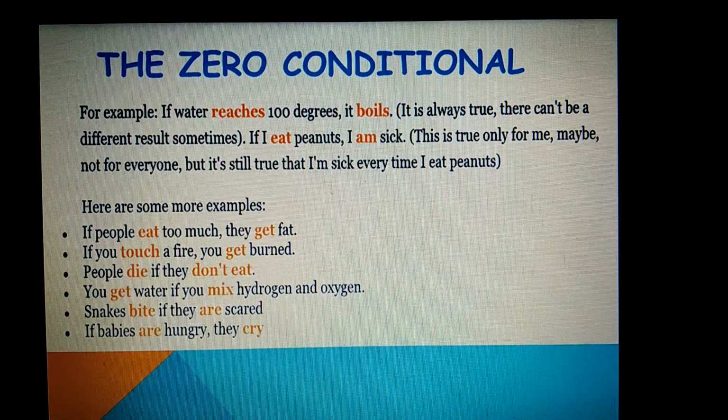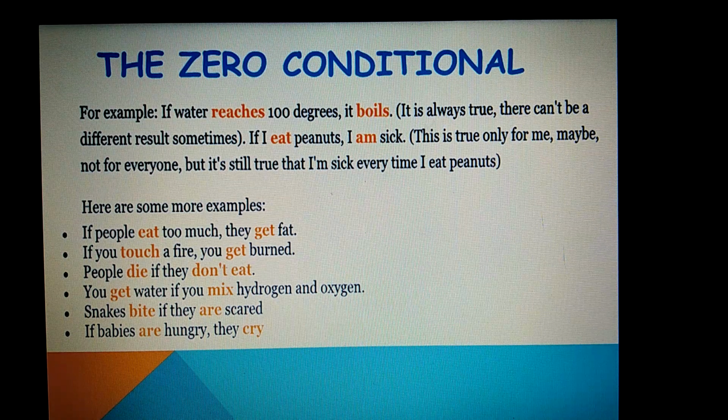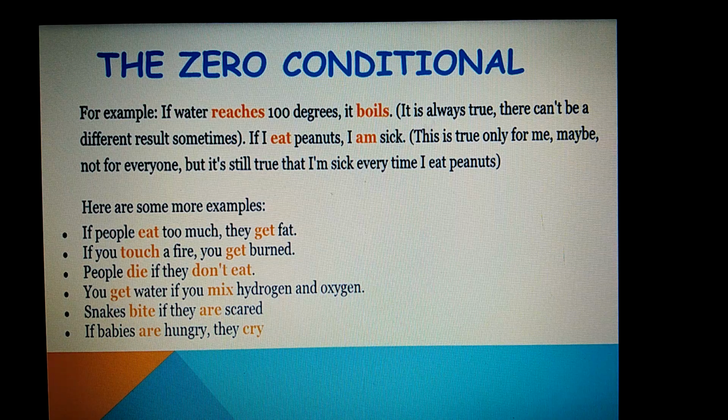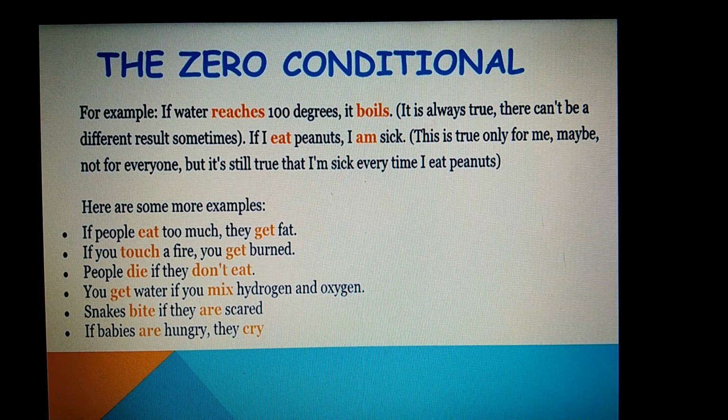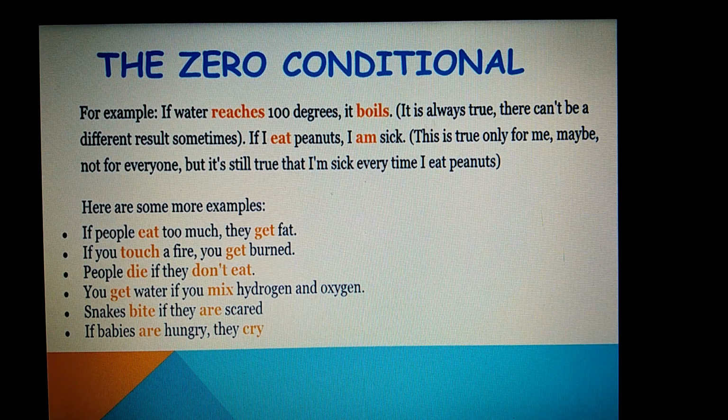Let's have a look at some examples. For example, if water reaches 100 degrees, it boils. It's always true. There can't be a different result sometimes. If I eat peanuts, I am sick. This is true only for me, maybe not for everyone, but it's still true that I'm sick every time I eat peanuts. It's because I'm allergic.